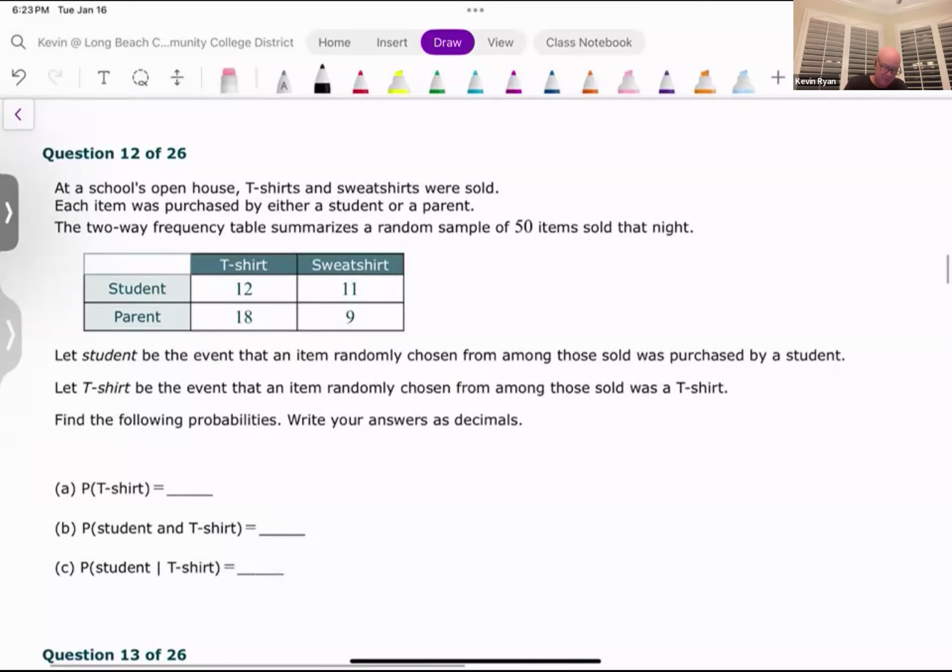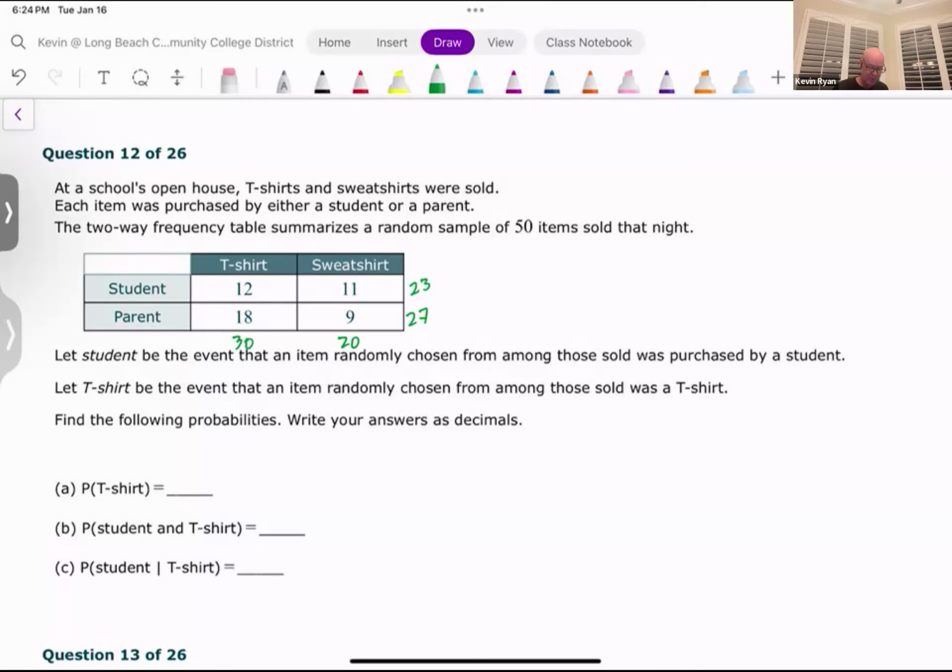All right, I'm going to add up all around the outside. See, this is 23, this is 27, this is 20, this is 30. We may not need all that information, but it's there if I do. All right. At school's open house, t-shirts and sweatshirts were sold. Each item was purchased by either a student or a parent. And here's the table that summarizes the 50 items. There's my N, 50, for some of these problems.